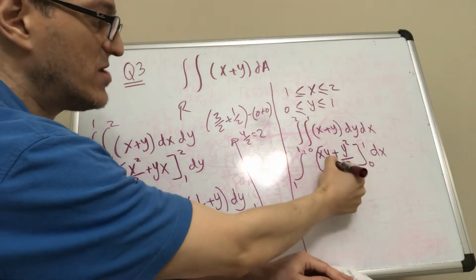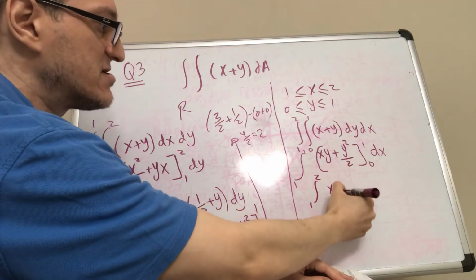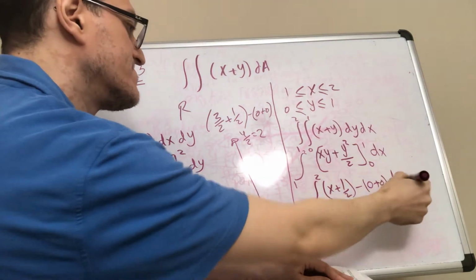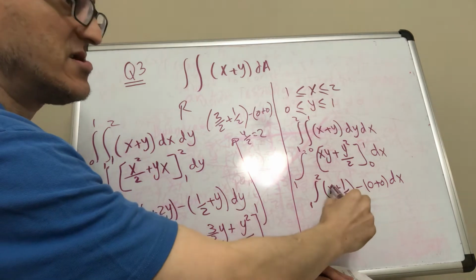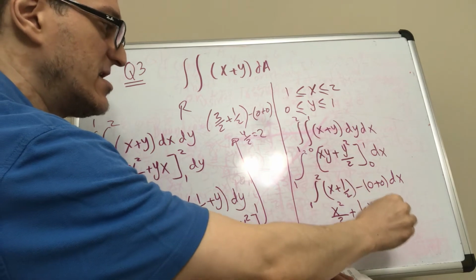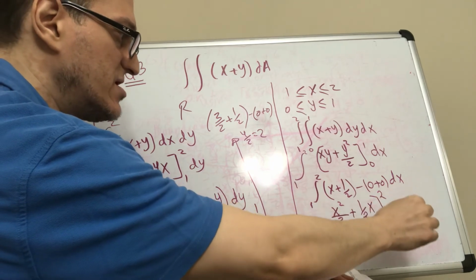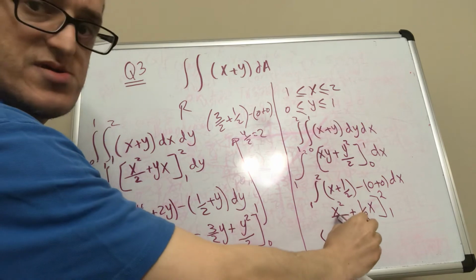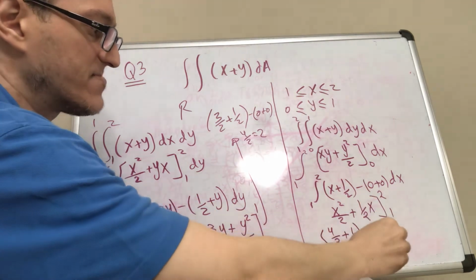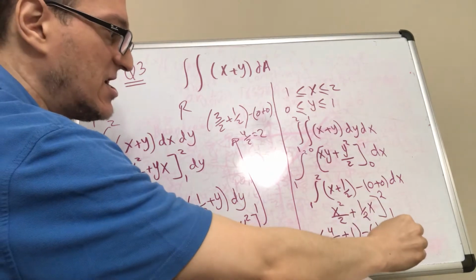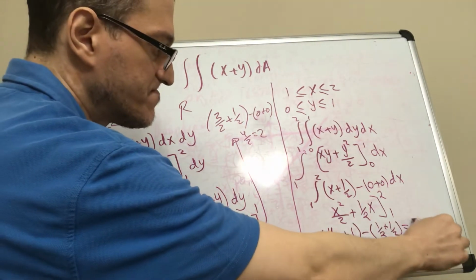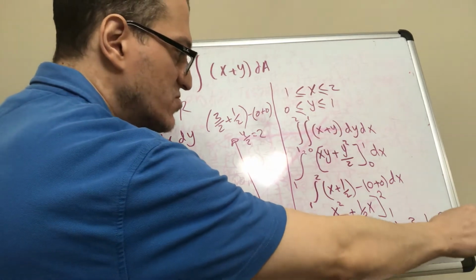If you put 1 for y, that would be x plus half. If you put 0, it would be 0 and 0. So 0 cancels out. The integral of x is x squared over 2. The integral of half is half x. You put 2 and 1. If you put 2, 2 squared is 4, so that's 4 over 2. Half times 2 is 1. If you put 1 here, that's half. If you put 1 here, that's also half. 2 plus 1 is 3. Half plus half is 1, and 3 minus 1 is 2.